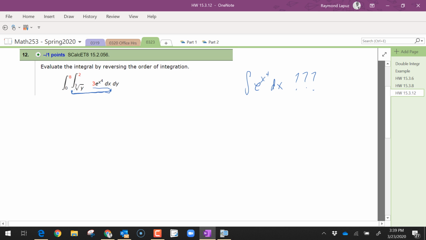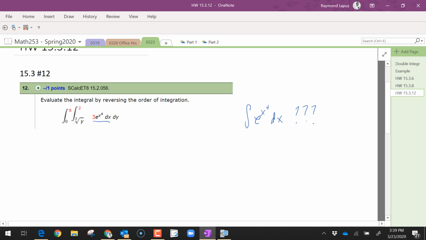So what we need to do is we need to look at the limits for x. This is your inner integral, and then the limits for y, your outer integral, as it stands in the beginning. So we're kind of working backwards here. We have the third root of y, and then the upper limit is 2, and then y goes from 0 to 8.